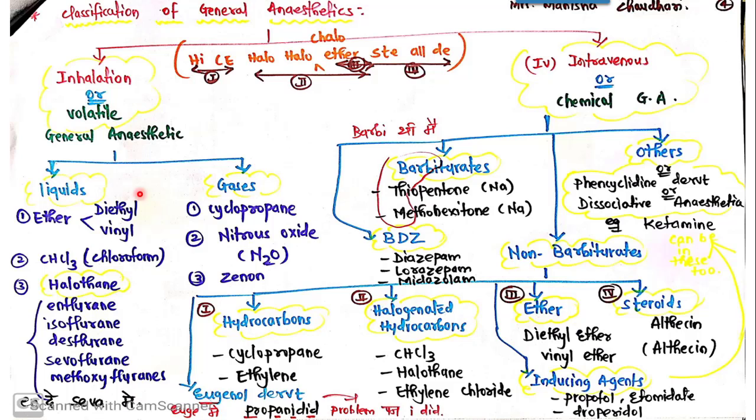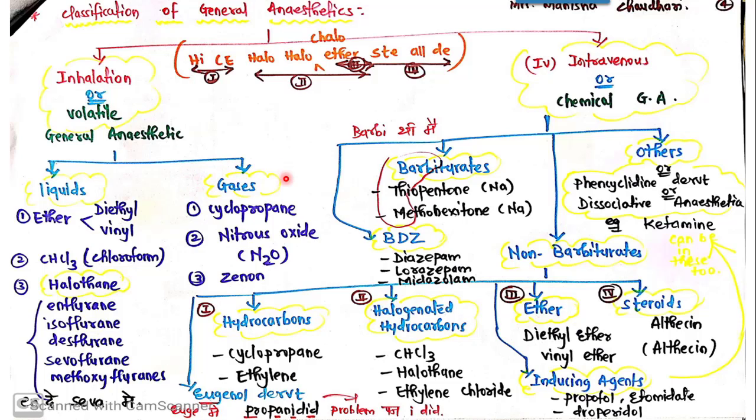So the complete inhalation liquid class includes, again repeat along with me: ether, diethyl ether, vinyl ether, chloroform, then halothane, then N-fluorane, isoflurane, desflurane, sevoflurane, methoxyflurane. You are supposed to split the words, and that's all. N, de, seva, me.